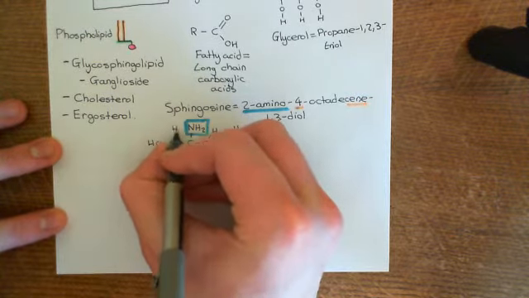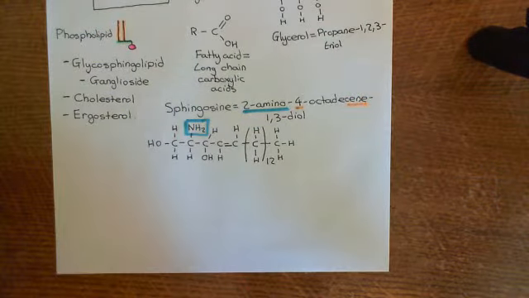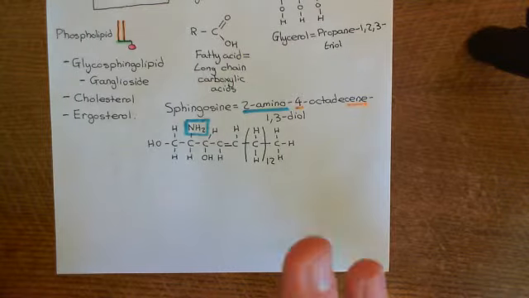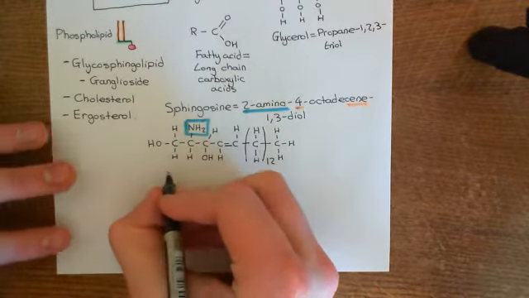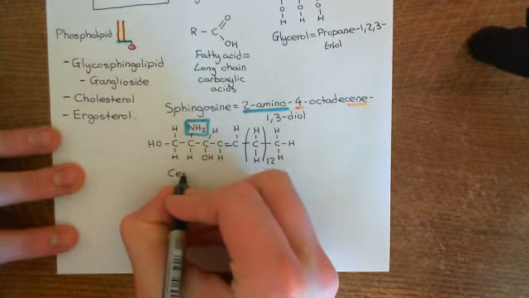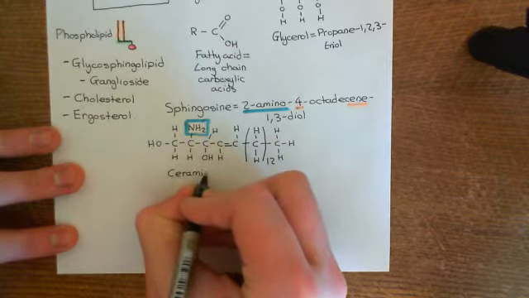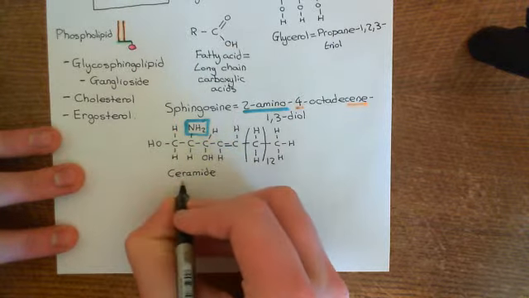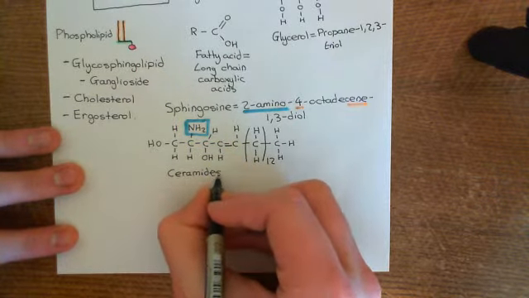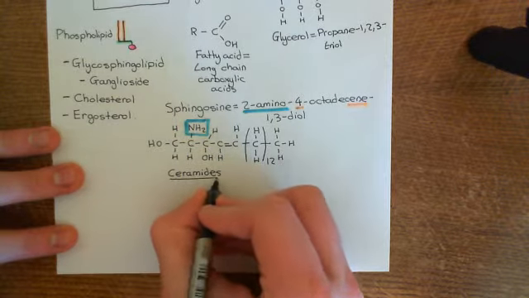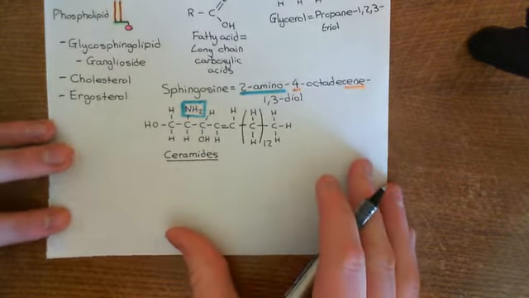And that now is the structure of sphingosine, or 2-amino-4-octadecene 1,3-diol. Okay, now, ceramides are based on the molecule sphingosine. Now, there is not just one ceramide, there are a huge number of different ceramides. So a ceramide is a whole family of molecules.